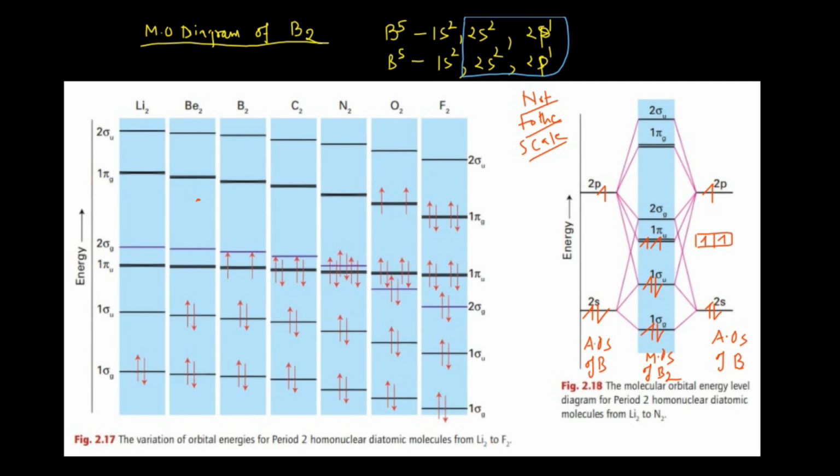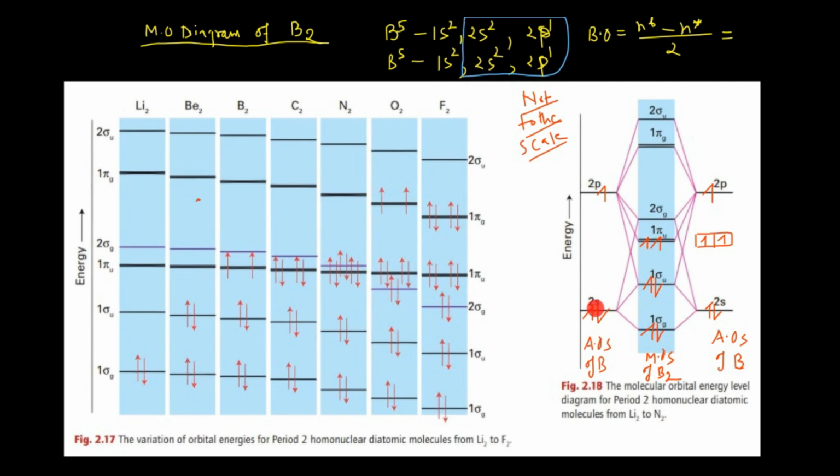Now if you want to calculate the bond order, how can we calculate the bond order for boron? Bond order equals the number of electrons in the bonding molecular orbitals minus the number of electrons in the anti-bonding orbitals, divided by 2. So how many electrons are there in the bonding molecular orbitals? This is bonding, 1, 2. These two are again bonding, so 3, 4. So these 4 electrons are present in the bonding molecular orbitals.